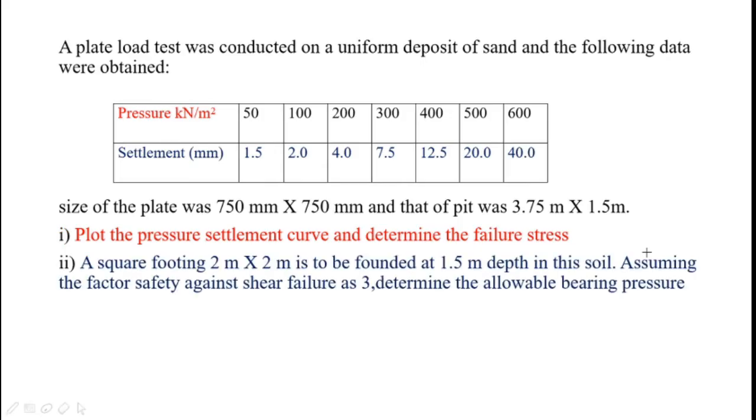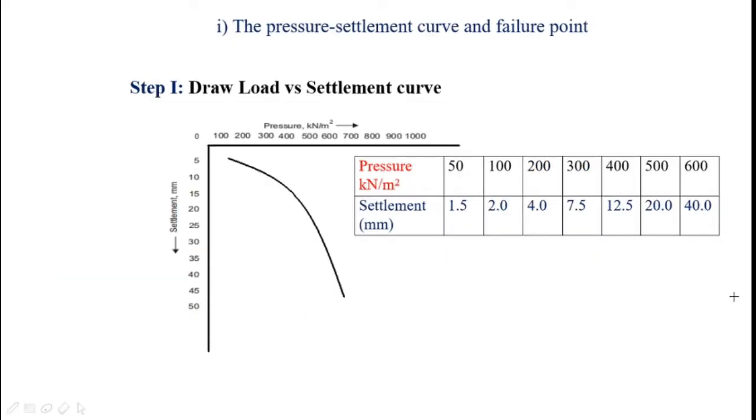In part 2, if a square footing of size 2 meter by 2 meter is to be founded at a depth of 1.5 meter in the soil, assuming a factor of safety of 3, we have to determine the allowable bearing pressure, or you can also say the safe bearing capacity. We have to do two parts. In part 1, we'll draw the pressure versus settlement curve. In part 2, we'll use that data from the curve in order to determine the safe bearing capacity of the soil.